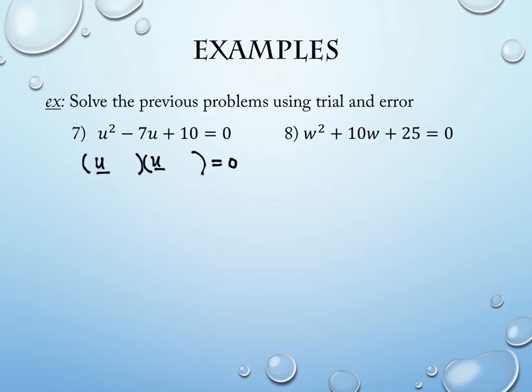The next thing is that I need to make sure that my sign at the end ends up being proper, right? It has to be correct. It has to be a positive. Well, the only way I'm going to get a positive at the end is if I multiply two positive numbers, right?